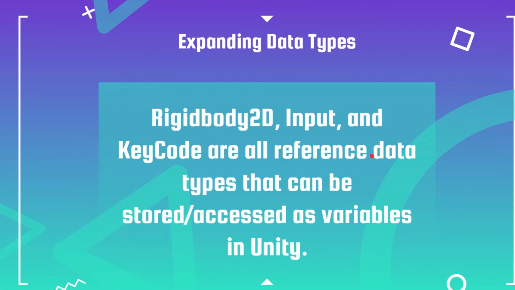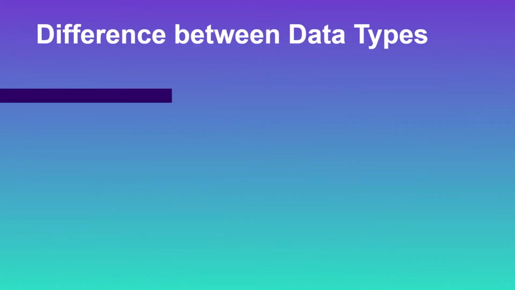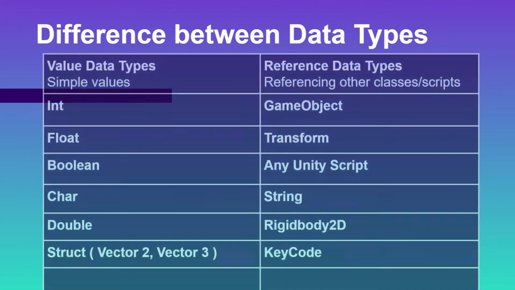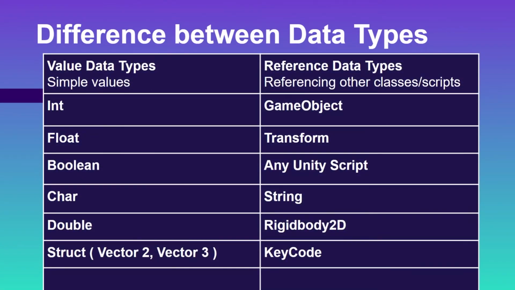Rigidbody 2D, Input and KeyCode are all what's called reference data types that can be stored and accessed as variables inside of Unity. If you remember when we talked about data types before, we had two different types of data. We had value data types and reference data types. The value data types are the integers, the floats, the booleans, all the basic stuff we're used to. But whenever we get a reference data type, we're getting a reference to something in our Unity project.